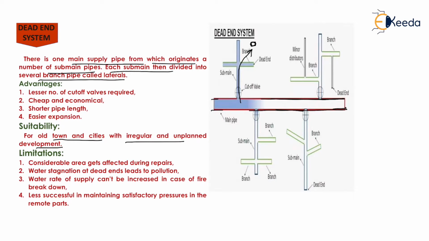Similarly, if some house is in that portion and we want to connect it with that branch pipe, now this pipe is of very large length. So the pressure in that pipe will be very less, that is, it is less successful in maintaining satisfactory pressure in the remote part. If any house is at a very large distance, then in that pipe there will be very little pressure. That will be the dead end system.